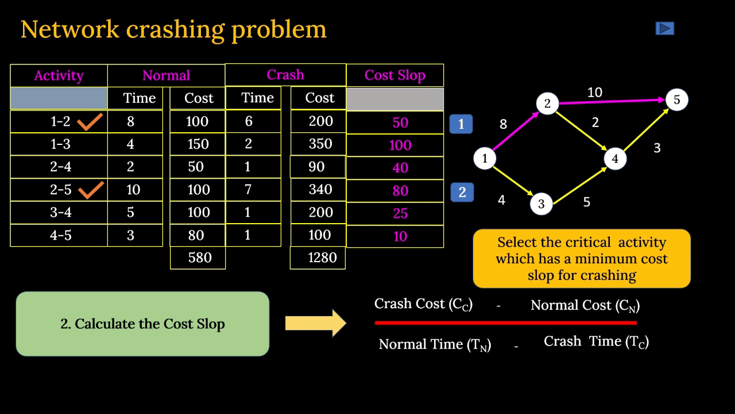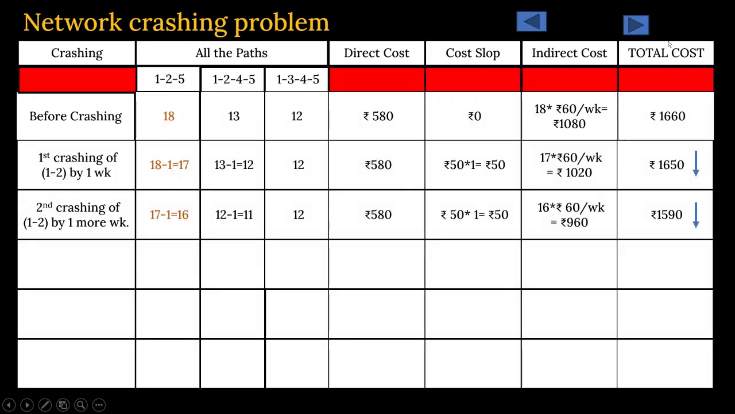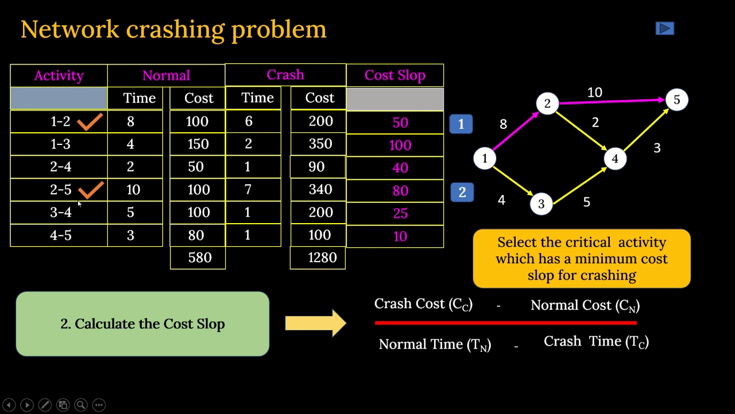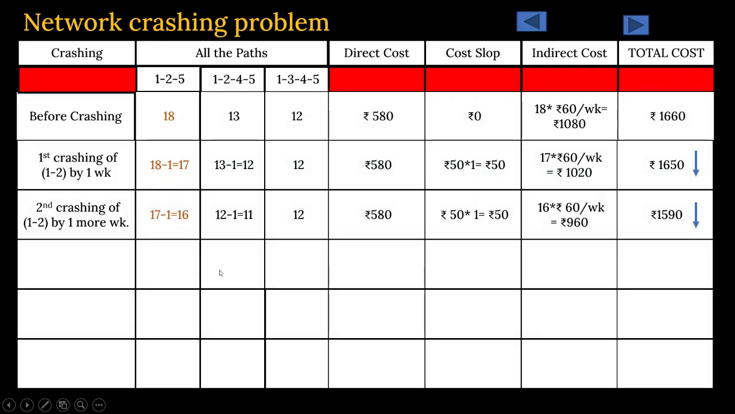Then we have to go to the next minimum slope. Next minimum slope is this 2 to 5. It has got 80. So you have to crash it now. Again, how many days crashing is possible? Normal time was given 10 days. Crash time is 7 days. That means 3 days crashing is permissible. Your crash cost is rupees 350, 340. Cost slope is 80. Remember this figure. Okay. So now we are going to crash 2 to 5.